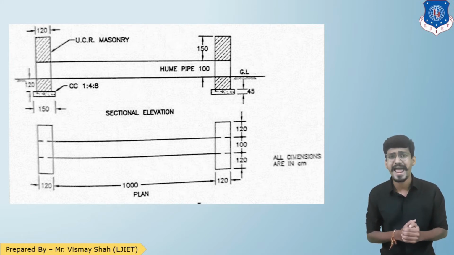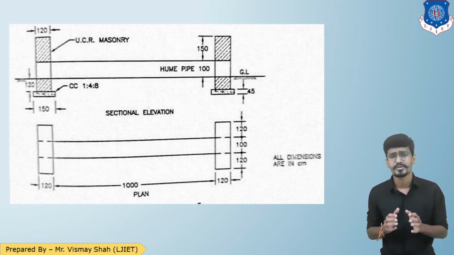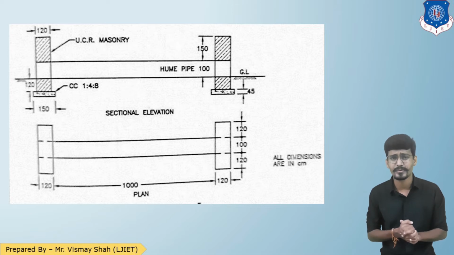Now talking about L, B and H. So let us talk about L. So in the plan you can see that below the ground level 120 plus 1000 plus 120, all the dimensions are in centimeter, so 1.2 plus 1 plus 1.2. But for the foundation you always know that 15 centimeters are extra, so 0.15. So that is how we can get the length. So length will be 3.7.